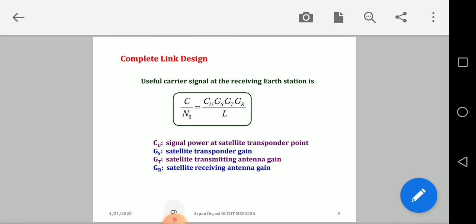Let's see. If I have to go for a complete link design, then the C by N0 is a product of the 3 gain functions, 1 carrier function divided by L. What are these gains? Satellite transponder gain, satellite transmitting antenna gain, satellite receiving antenna gain. These 3 gains are required as already mentioned in the link design procedure, multiplied by the signal power at the transponder point, which is CU, divided by the distance.